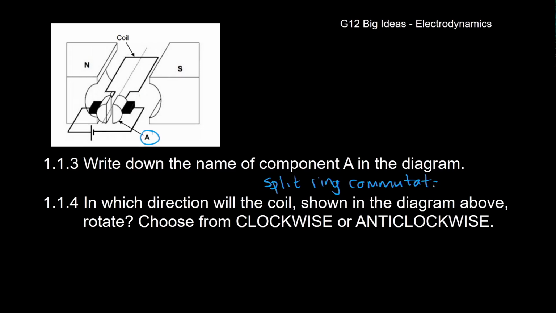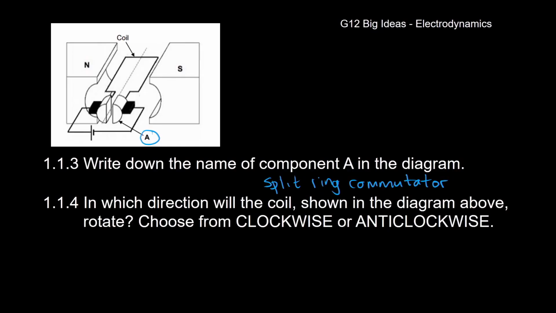And that component allows the current to stop flowing in the coil for a very brief moment to allow the coil to flip over, to carry on moving, and the current then changes direction within that coil. So it enables the coil to move continuously in the same direction.